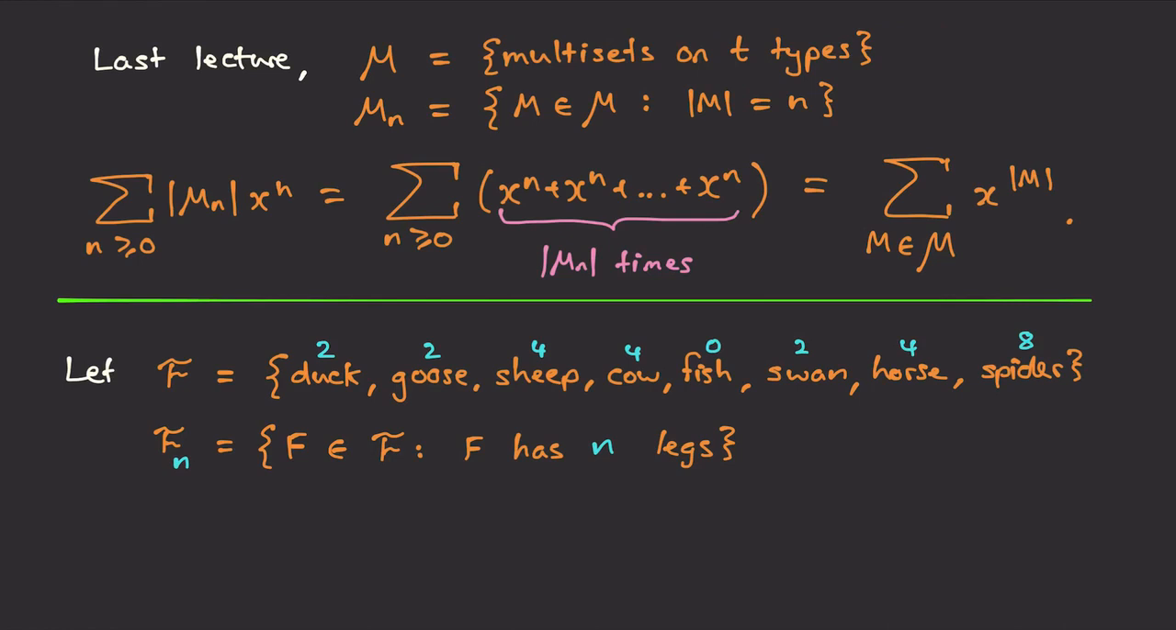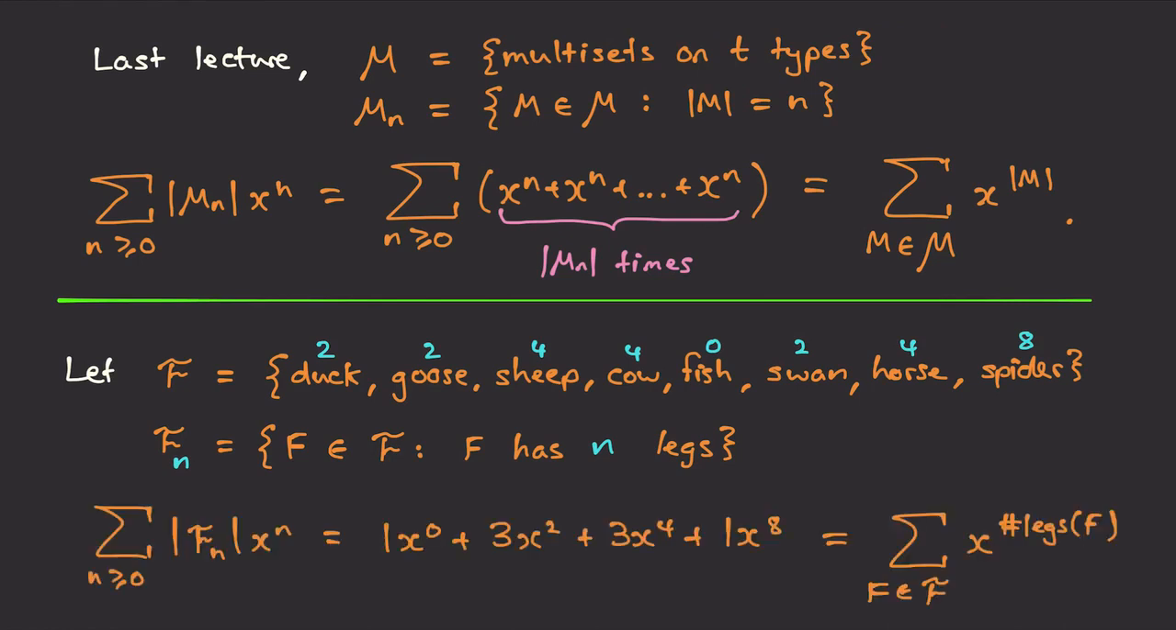Now let's do a calculation that looks like the one for multisets. The sum over all n at least 0 of the size of fn times x to the n is 1x to the 0 plus 3x squared plus 3x to the 4 plus 1x to the 8. Now let's think about the sum on the right hand side.